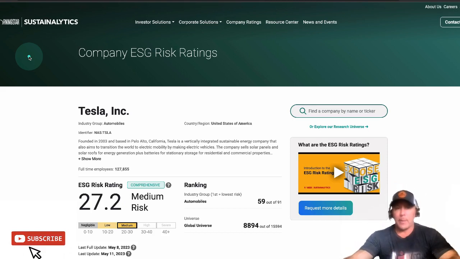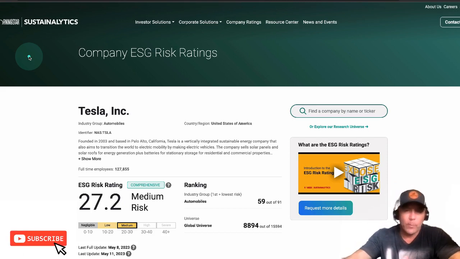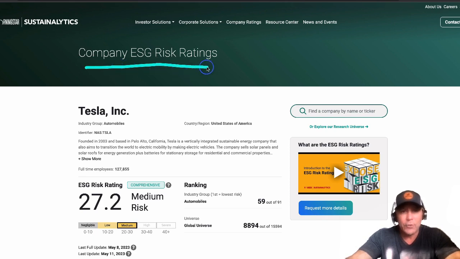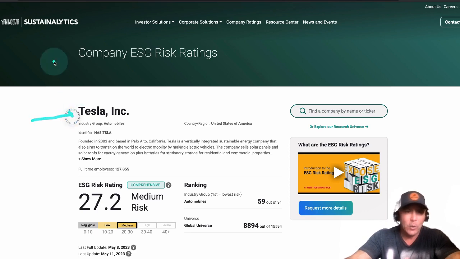Okay, let's talk a little bit about risk. And this is really one of the very few things that I found for risk. So this website is called Seasonality. There are several companies out there now that do ESG scoring. I won't go into detail on what ESG is or the rankings or the scoring, but I just want to call this out. So this is Tesla, and according to Seasonality, Tesla has a score of 27.2. It's not that great. So for automobiles, Tesla ranks 59th out of 91.